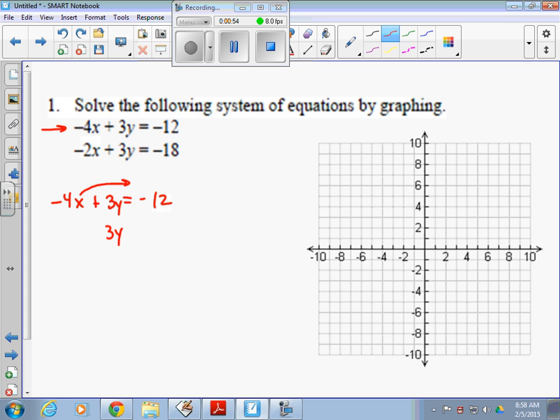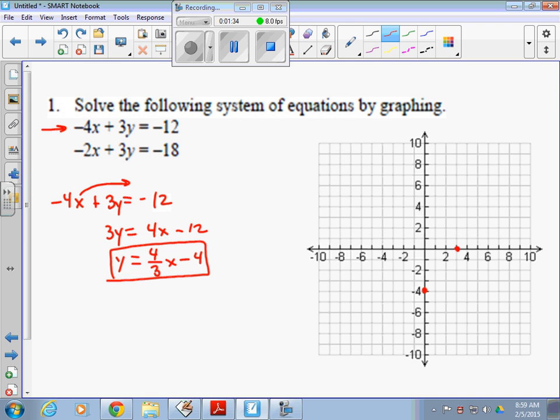That leaves you with 3y equals 4x, positive, because when you add 4x to both sides, it becomes positive on the right. Negative 12 is already on the right. Divide by 3 on both sides, and you get y equals 4/3 x, and negative 12 divided by 3 is negative 4. Now this says mx plus b, so this is in an equation form that we are comfortable graphing. On our y-axis, we begin at negative 4. Our slope tells us to go up 4 and to the right 3. So up 4 and over 3. There's our second point.